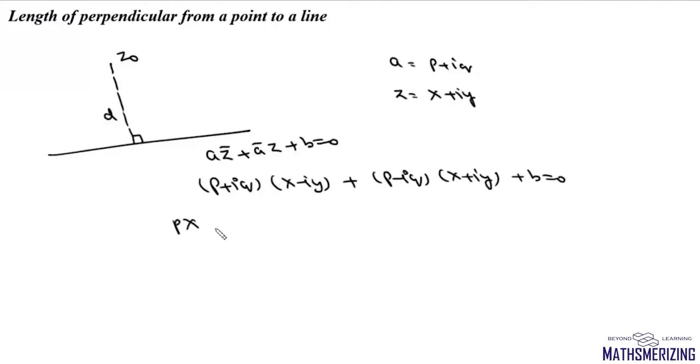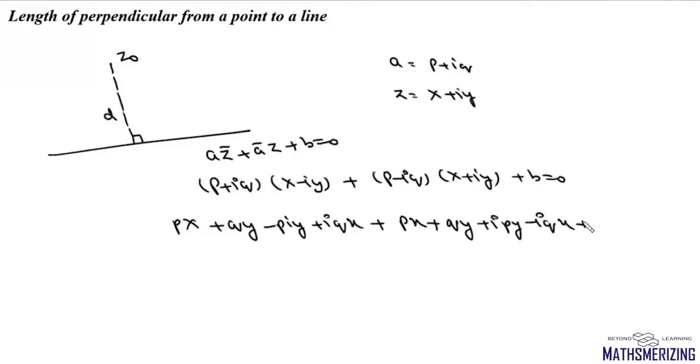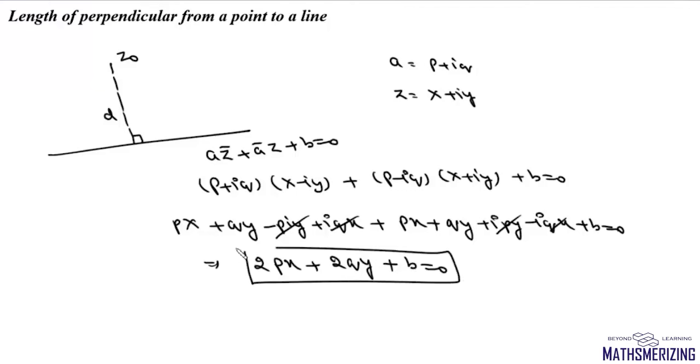So we can write this as Px plus Qy minus iota Py plus iota Qx, plus Px plus Qy plus iota Py minus iota Qx, plus B equals 0. Now this iota Py and iota Qx will cancel, so we'll get this equation as 2Px plus 2Qy plus B equals 0. So that is the equation of this straight line.